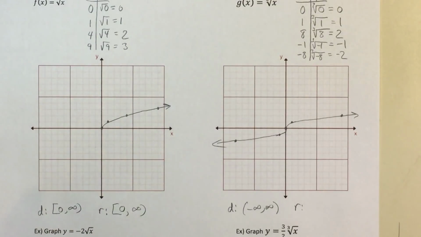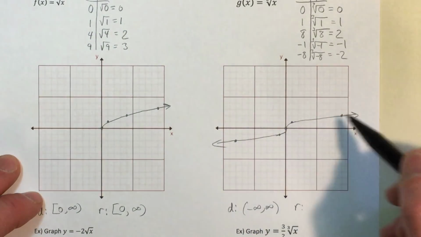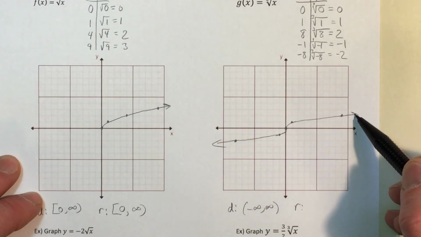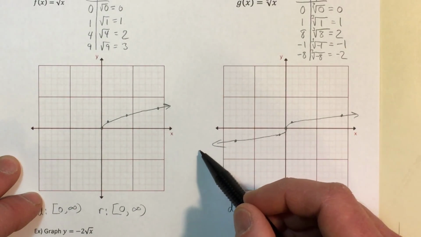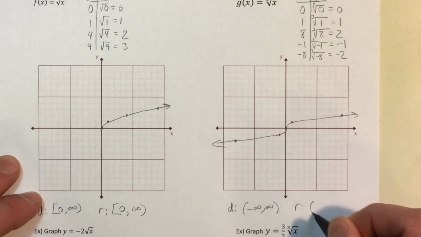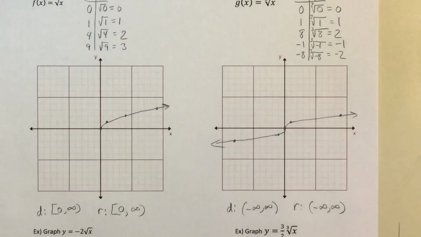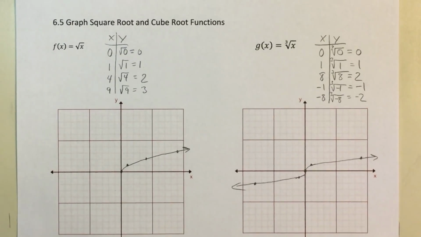Now for our range, be careful here. It's awful flat looking, but see how it's angled up here? It's going to continue going up forever. It's going to continue going down forever. So again, you'll have no restrictions, negative infinity to infinity. So ladies and gentlemen, these are the parent graphs. We're going to be expected to graph different types of square root and cube root functions, but these are the foundation from which we will build.